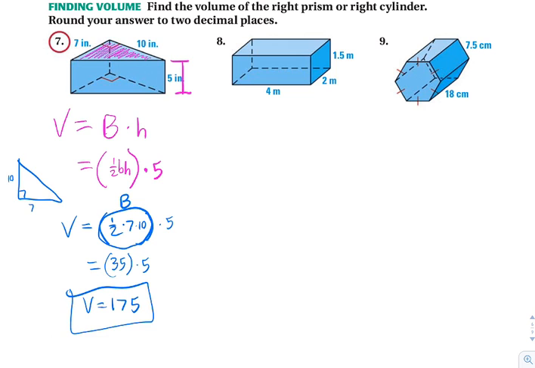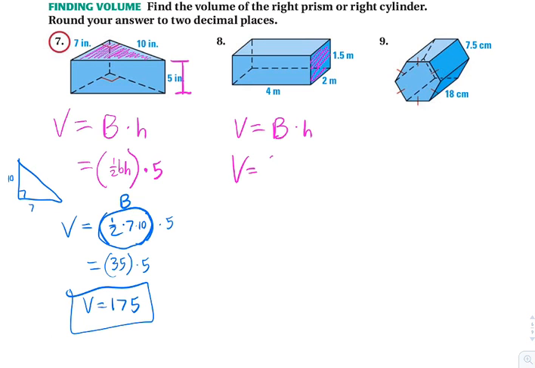Okay. The next one is a rectangular prism. So when it's a rectangular prism, any side could be the base. You could think of this one being projected through, or you could think about this one being projected through. For no apparent reason, I'm going to choose that side. Okay, I'm going to say then the volume is the area of that base times the height.